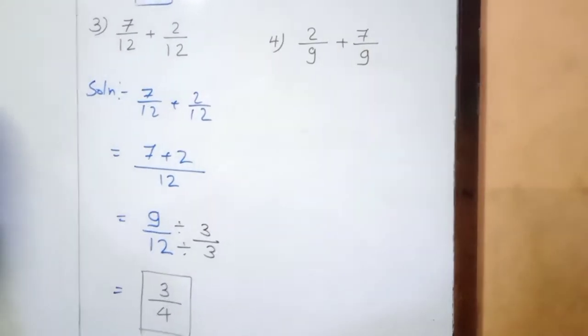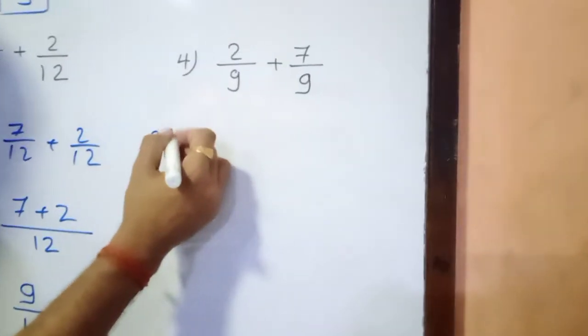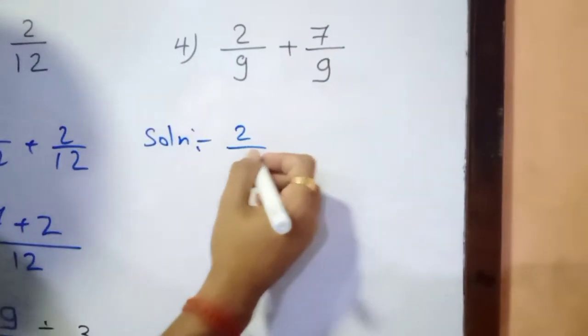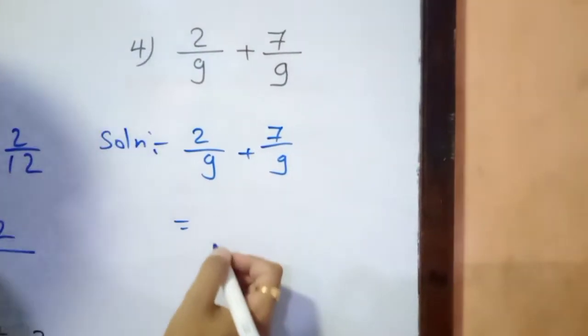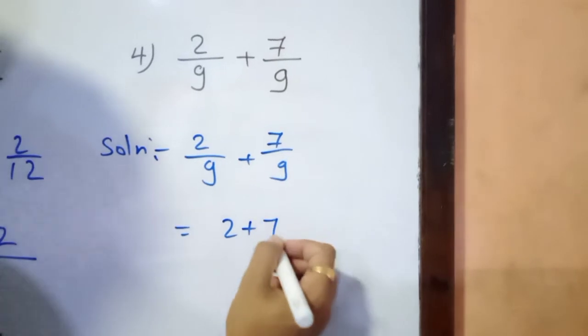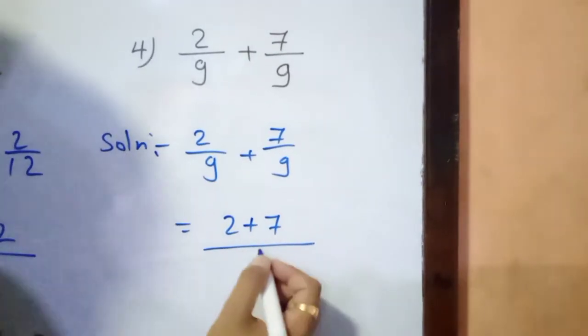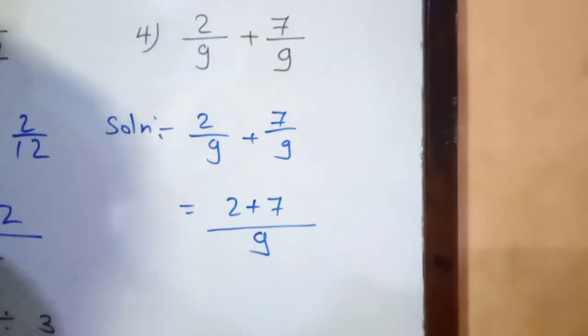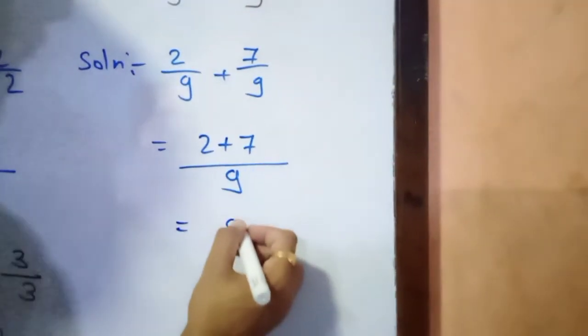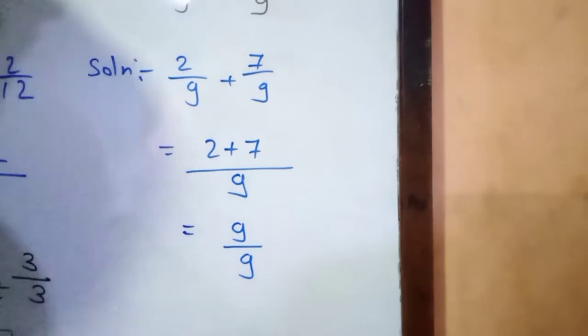Move to the fourth one. In the fourth we have 2 upon 9 plus 7 upon 9. First step, do the addition of the numerators, 7 plus 2. Write the denominator commonly as it is. We have written 9. 7 plus 2, 9 upon 9.